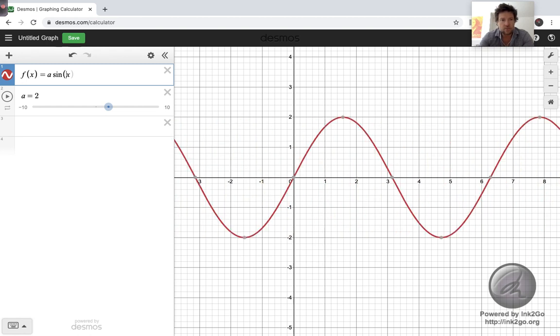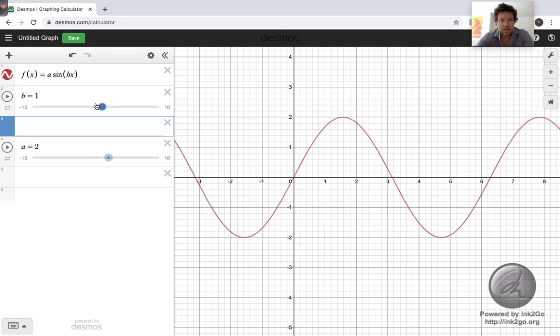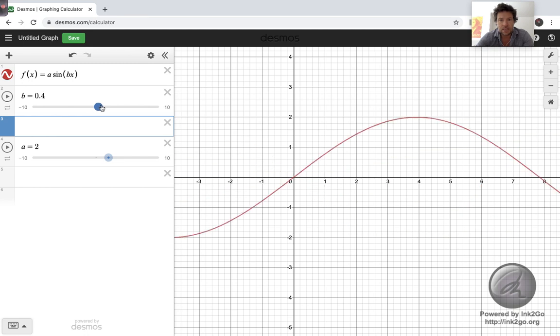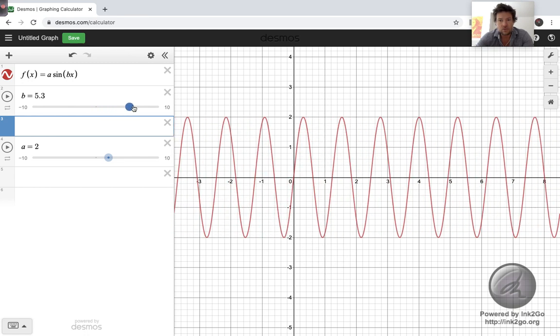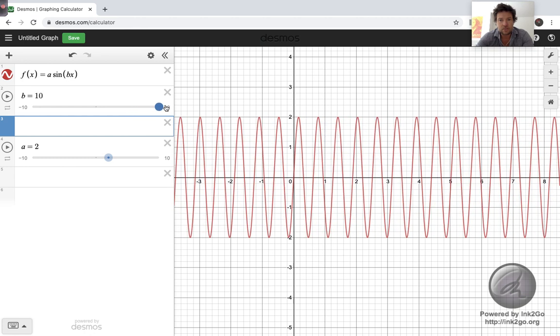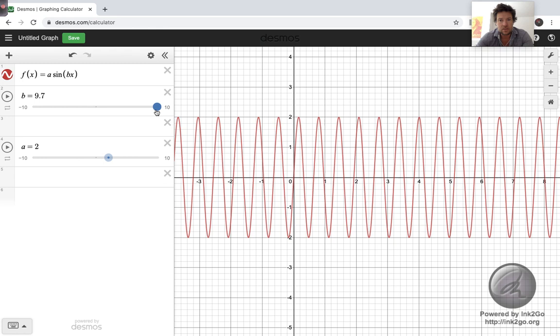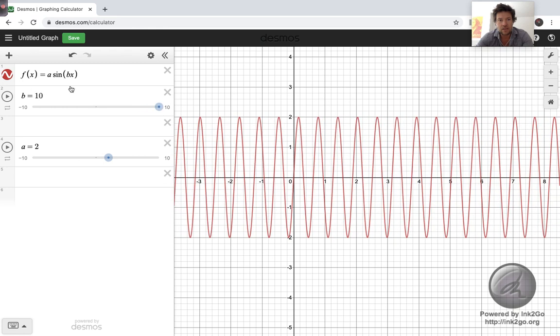So I'm going to give this also a slider so we can play around with it some more. And now when I adjust B, which multiplies the angle measure before it goes into the function, I can increase this value to get a kind of tighter wavelength. The distance between the peaks of these waves is getting shorter and shorter as I increase the value of B, or the frequency of this sine function.